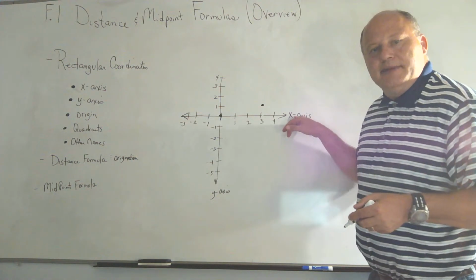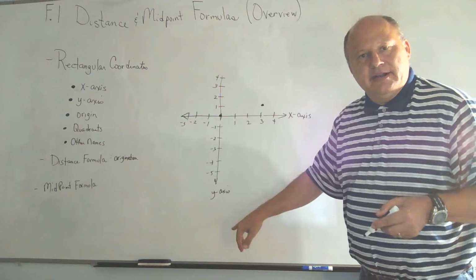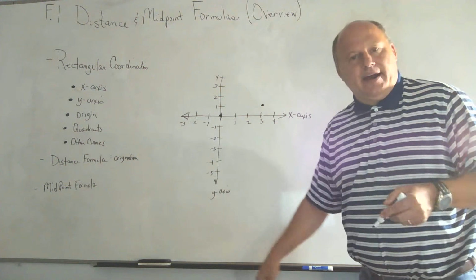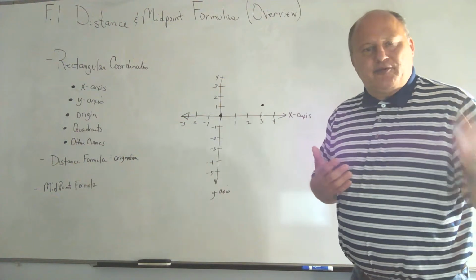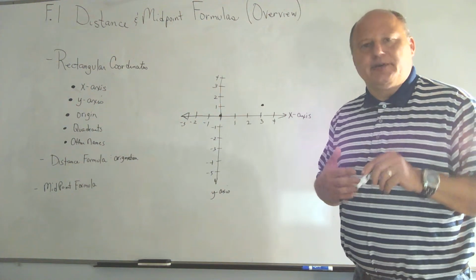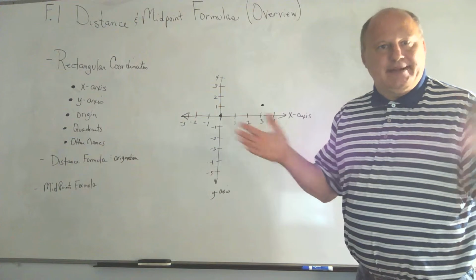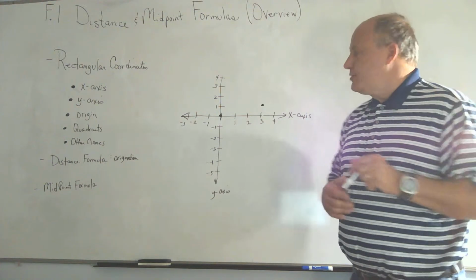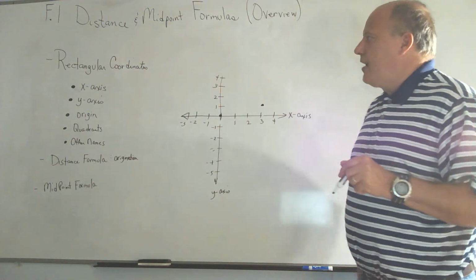Horizontal, because the h in horizontal comes before the v in vertical, and the x comes before the y in the alphabet. So x comes before y, h comes before v. So the x-axis is the horizontal axis. So x with h, v with the y. It's silly, but it worked for me, so maybe it'll work for you as well. So these two number lines intersect at right angles.